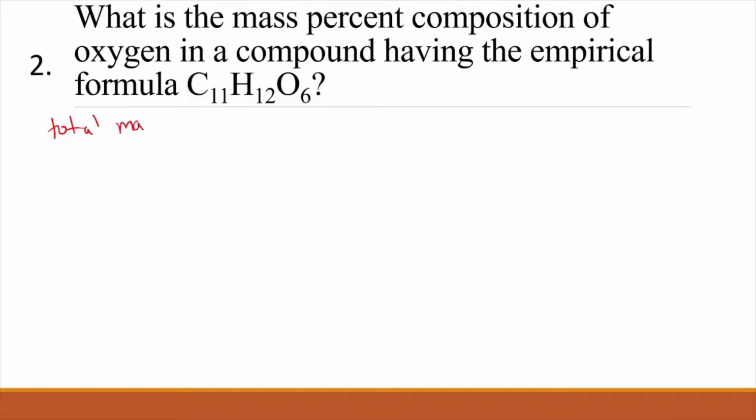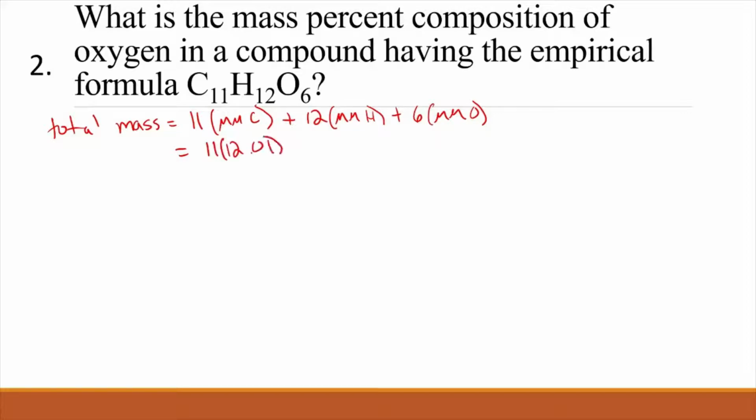So the total mass we're going to have is going to be 11 times the molar mass of carbon, plus 12 times the molar mass of hydrogen, plus 6 times the molar mass of oxygen. So it's just those coefficients times the molar mass of each part of them. So then that's 11 times 12.01 plus 12 times 1.008 plus 6 times 16.00, and so you get a total mass of 240.206 grams.